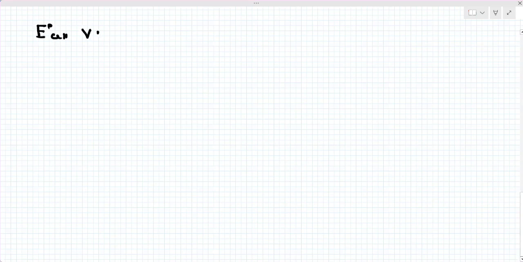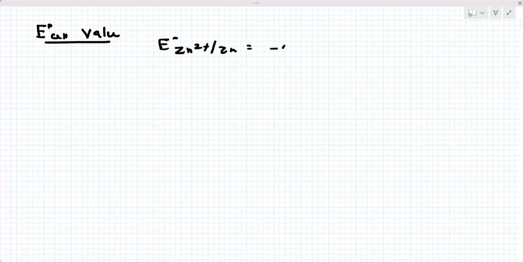E naught cell value, how to find it? For example, the E naught for Zn2+ becoming Zn is around minus 0.74 volt. The E naught value of Cu2+ and Cu is around plus 0.34 volt.